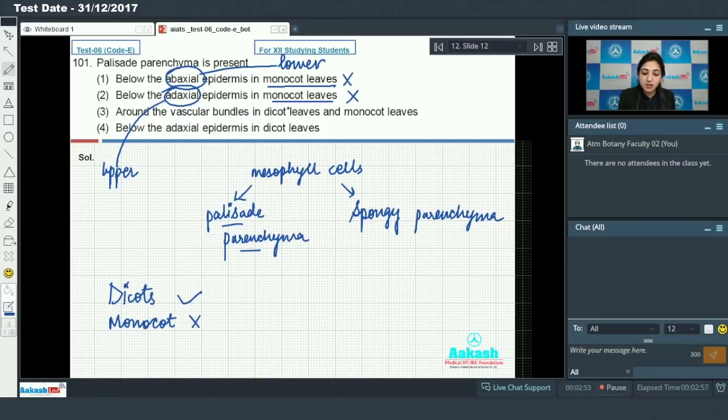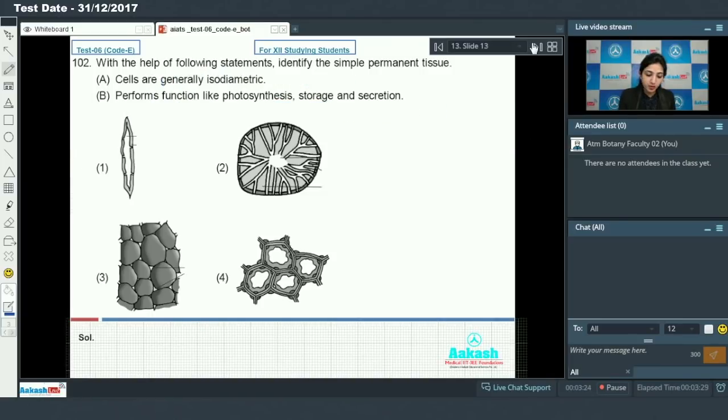Around the vascular bundles in dicot leaves and monocot leaves, this option is ruled out again. Below the adaxial epidermis in dicot leaves, palisade parenchyma is present below the upper epidermis. This is true. So the answer to this question is option number 4. Moving on to the next question, that is question number 102.